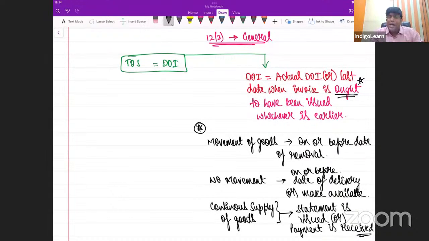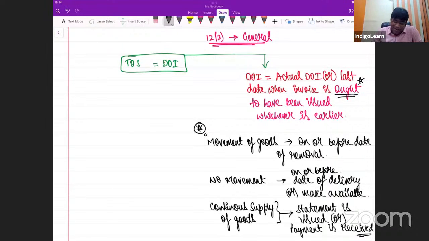Practical example, let's say there is one cement dealer. The cement dealer signed one contract with a construction company saying that whenever the construction company wants cement, this dealer will keep on supplying, and monthly once or weekly once or 15 days once, they'll issue a statement and settle the accounts.